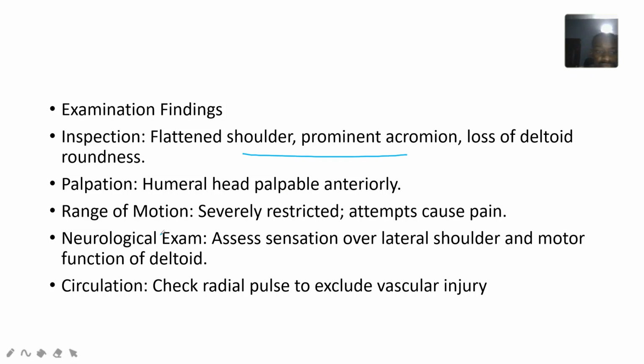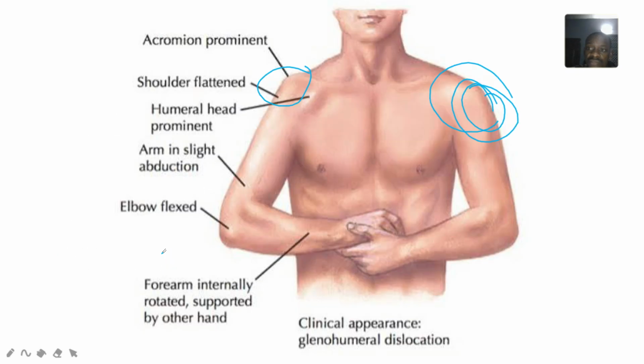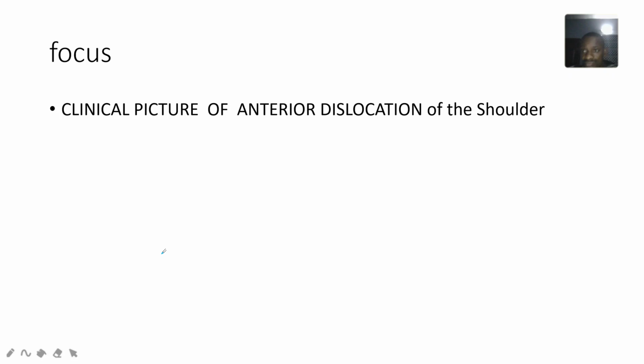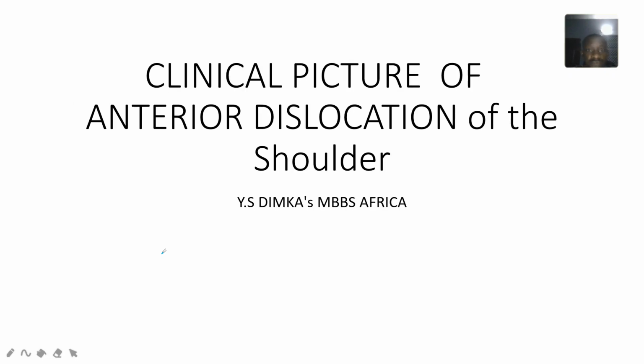They always do a neurological examination to look at the nerves affected and the parts they supply, to see how the situation is going. Then you also assess the blood vessels to see that there is no compromise in the blood supply. So that's it for the clinical picture of anterior dislocation of the shoulder.